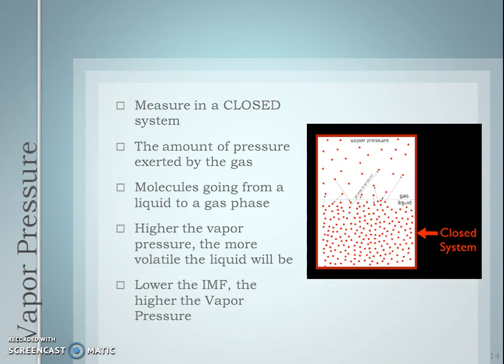So we want to remember that the higher the vapor pressure, the more volatile the liquid will be. In other words, volatility just means going from the liquid to the gas phase. So the higher the vapor pressure, the more volatile the liquid, which means its IMFs are weaker. So we want to remember that the weaker the IMF, the higher the vapor pressure, right? If the molecules in your liquid phase are weak, it's going to be very easy for them to get to the gas phase. So the weaker the IMFs, the higher the vapor pressure, because more gas molecules will be up in that area.